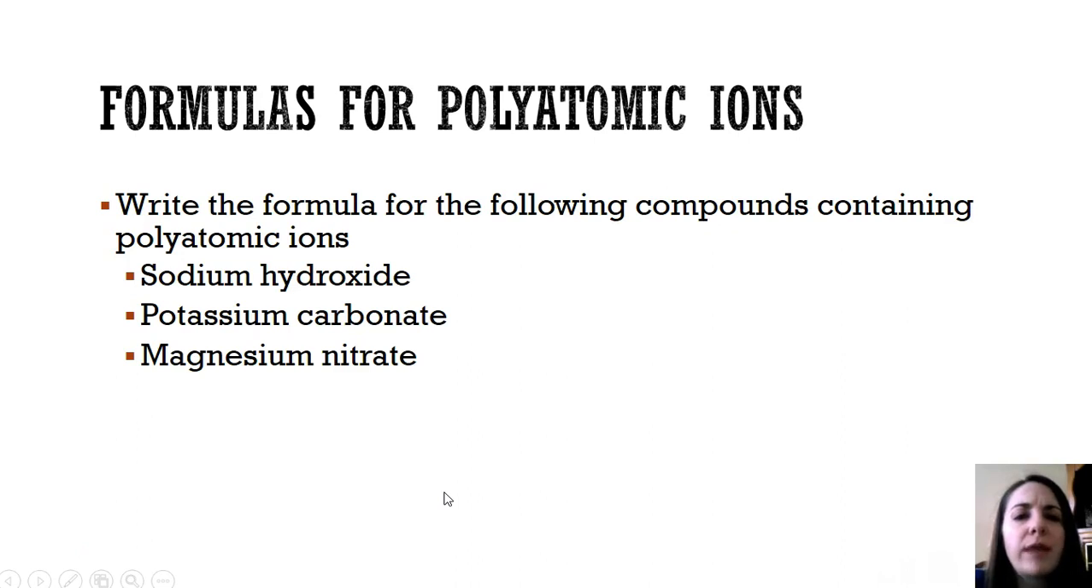Okay, so if I wanted to write the formula for these compounds then, I would look up the symbols. So sodium is Na, and it has a charge of +1. Hydroxide is OH. It has a charge of -1. So if I crisscross those charges, they each have a subscript of 1, and we never write 1 as a subscript, so the formula is NaOH.